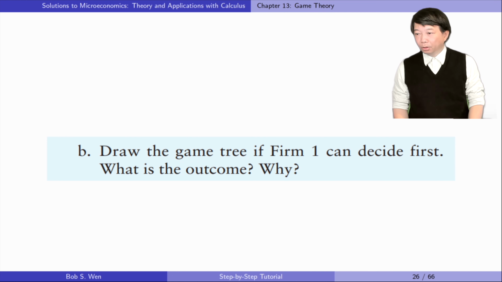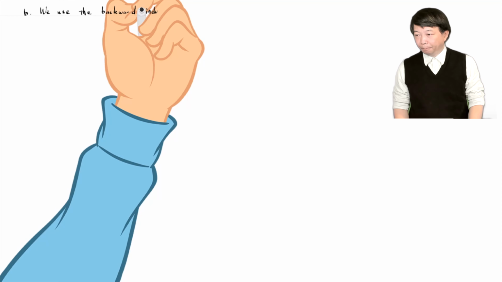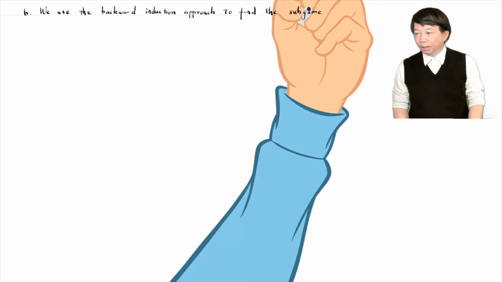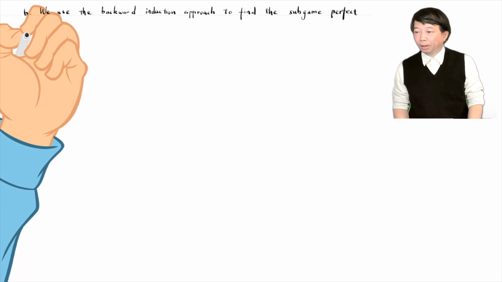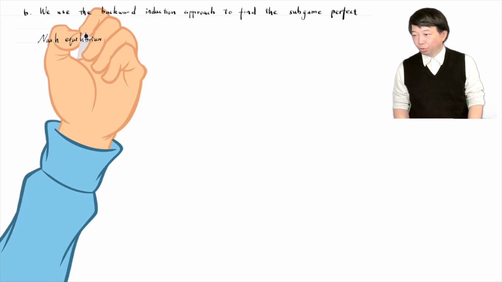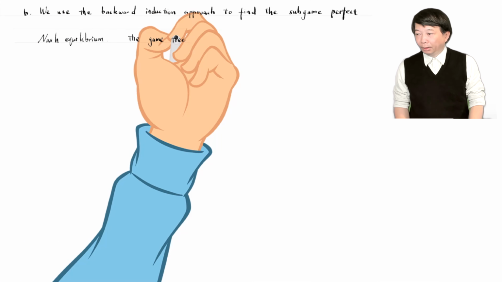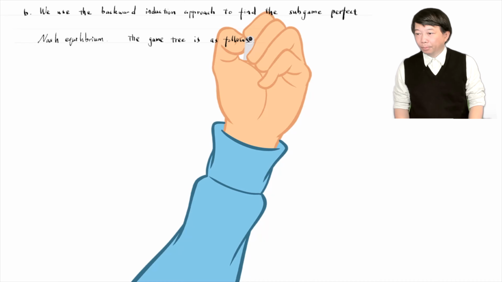In part B, draw the game tree if firm 1 can decide first. What is the outcome? Why? It is a sequential dynamic game. We use the backward induction approach to find the subgame perfect Nash equilibrium. The game tree is as follows.